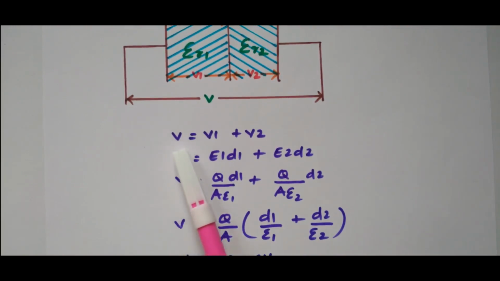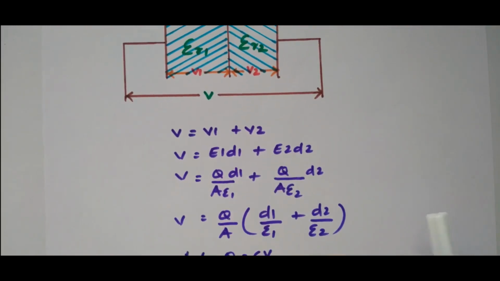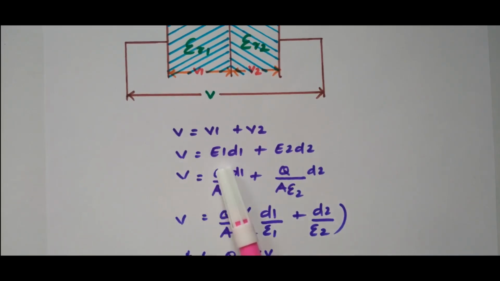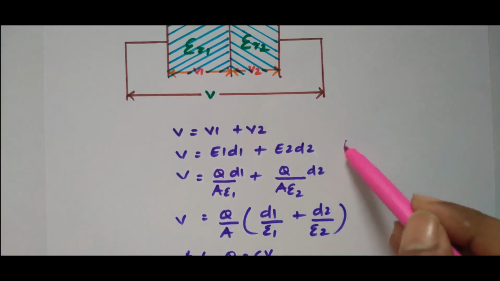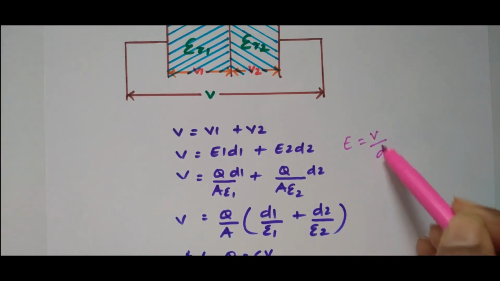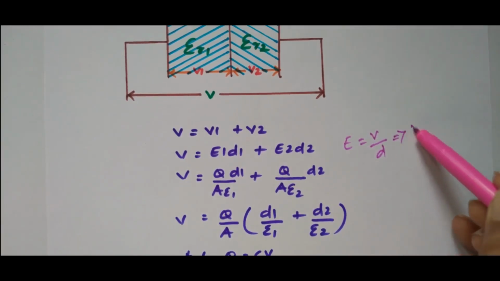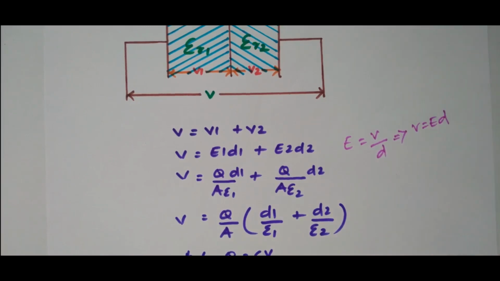The applied voltage V equal to V1 plus V2. Right, voltage across the first dielectric material plus voltage across the second dielectric material, right? We know that E equal to V by d. From that, V can be written as E into d, right? So V equal to E1 d1 plus E2 d2, based on the formula E equal to V by d, from which we write V equal to E into d.